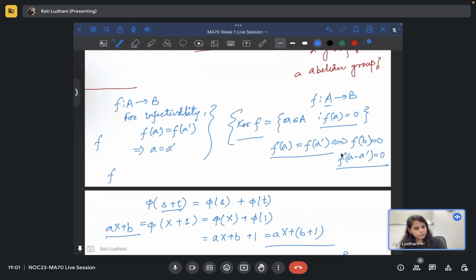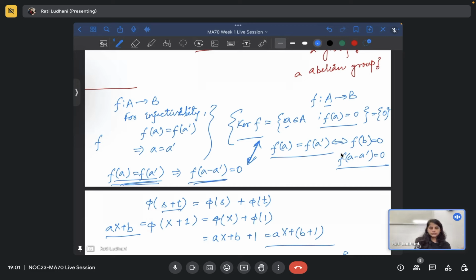So what you are saying is, if f(a) is equal to f(a'), then this implies f(a - a') is 0. This property is similar to asking whether a belongs to the kernel, that only the 0 element maps to 0, right? Here it will be okay, because this is a ring homomorphism. If you have such a property, then you can write it like this, because f(a + b) is equal to f(a) + f(b). So yeah, you were right.